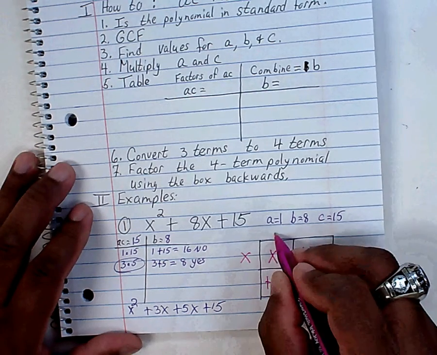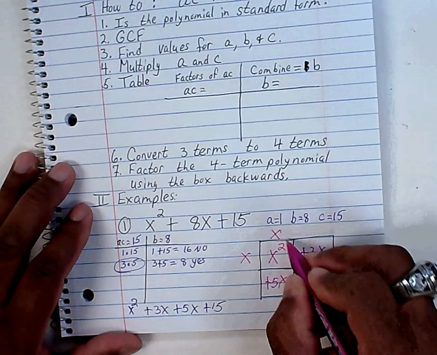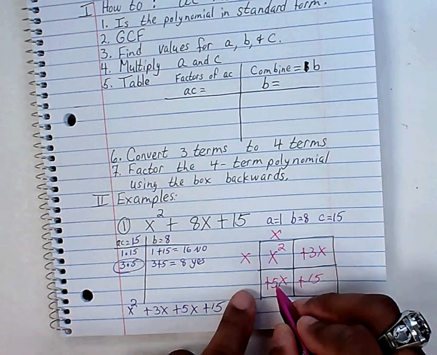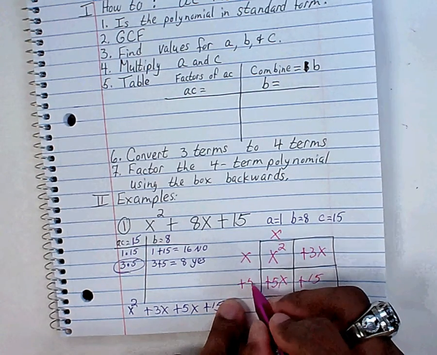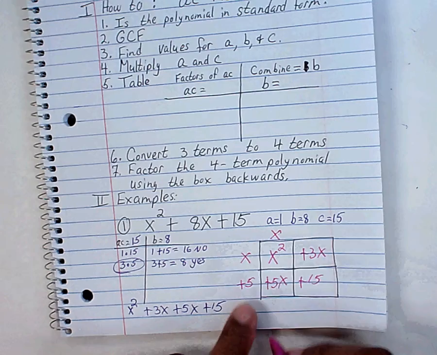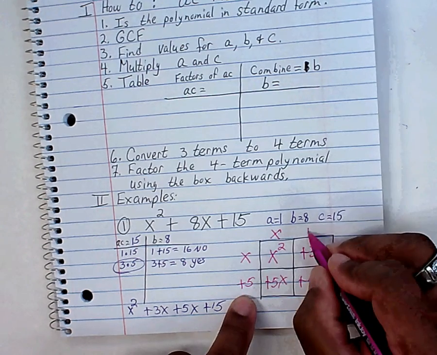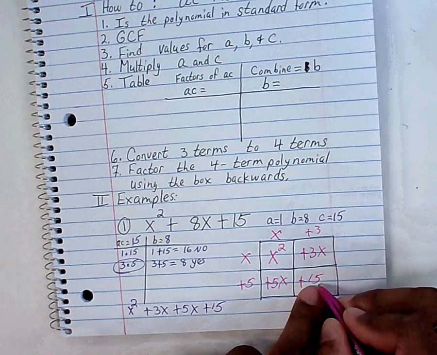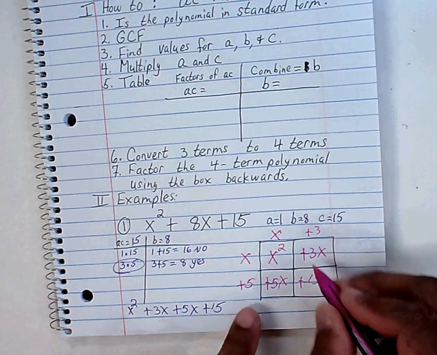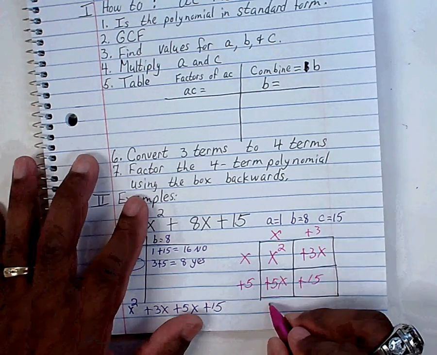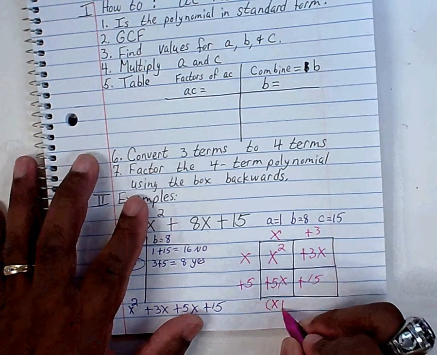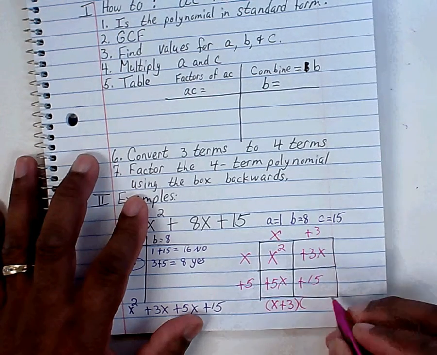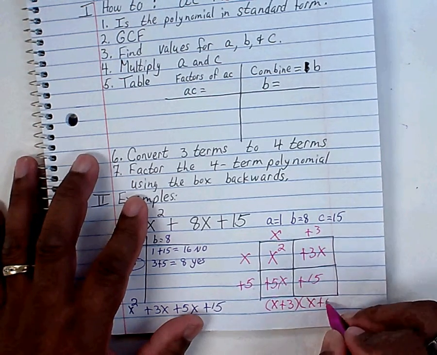x times x gives me x squared. This x here times a positive 5 gives me 5x. Positive 5 times a positive 3, when I multiply those, I get positive 15. And my answer is on the outside, and it's factored. I have x plus 3 as one of my factors, and the other factor is x plus 5.